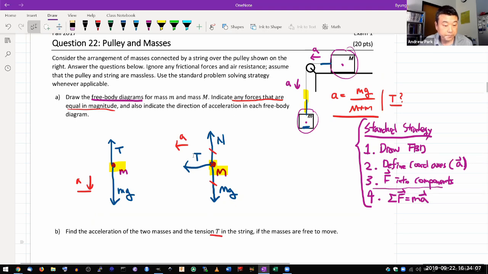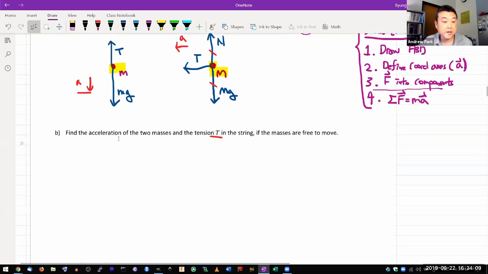So we are ready to move on. Part B says, find the acceleration of the two masses and the tension T in the string if the masses are free to move. This is where having this standard strategy in the back of your head is useful, because then you will have seen you are done through steps 1 through 3, and what you are now doing is step number 4. The question doesn't ask you explicitly to write down Newton's second law equation, but that's what you need to write down in order to solve for the acceleration and the tension.